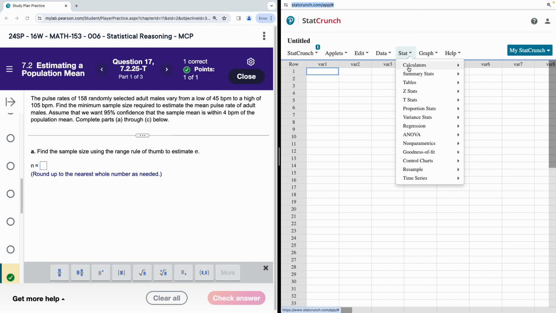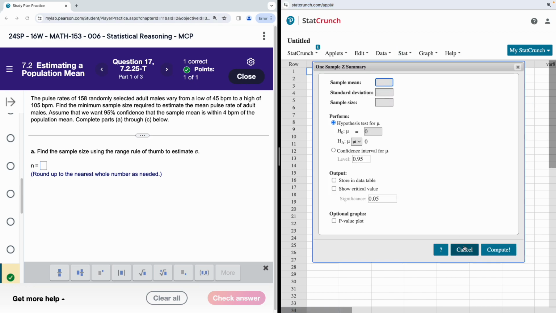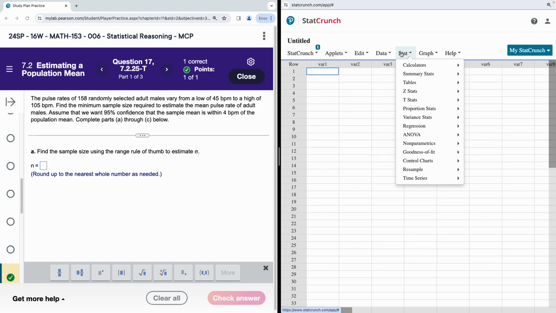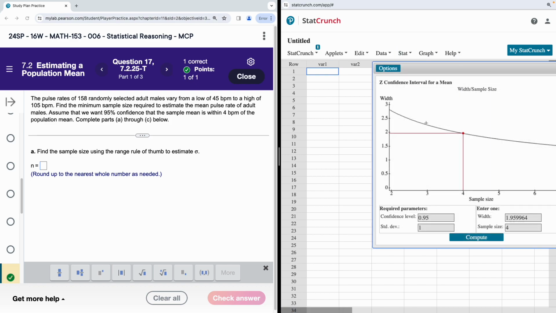I'm going to open up StatCrunch. I'm going to go into z-stats. I'm going to go one sample with summary. My sample, I'm sorry, that's not at all what I'm going to do. I'm going to go Stat, Z-Stats, One Sample with sample size. So I'm going to click on that.